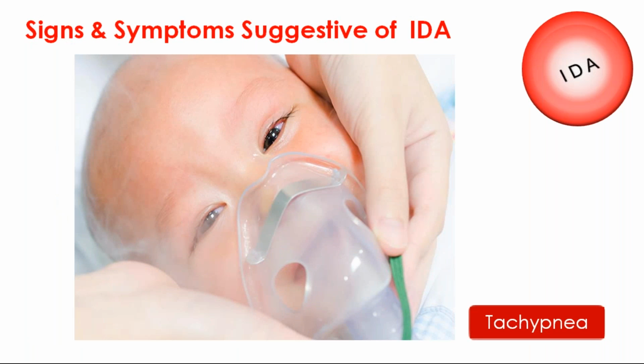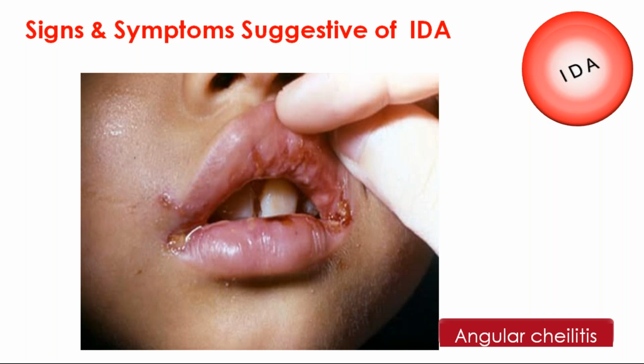And tachypnea, because of the anemia the oxygen carrying capacity decreases, so there is always oxygen hunger. Tachypnea is typical of anemia, especially. Angular stomatitis or cheilitis is also suggestive of iron deficiency anemia.